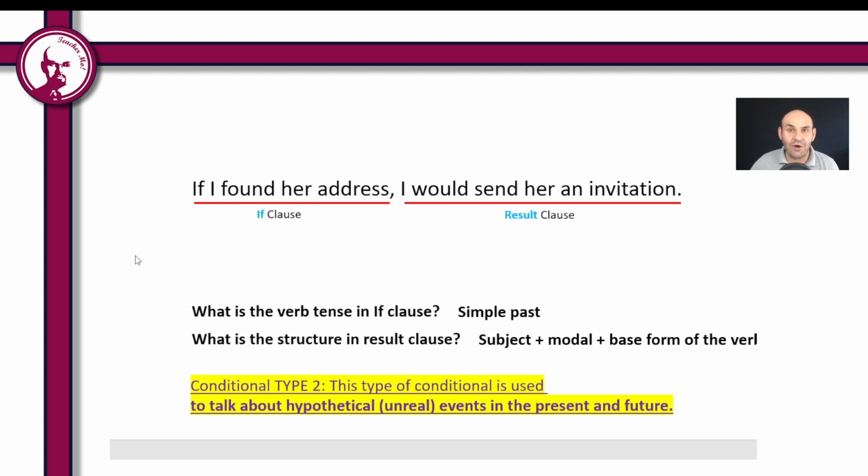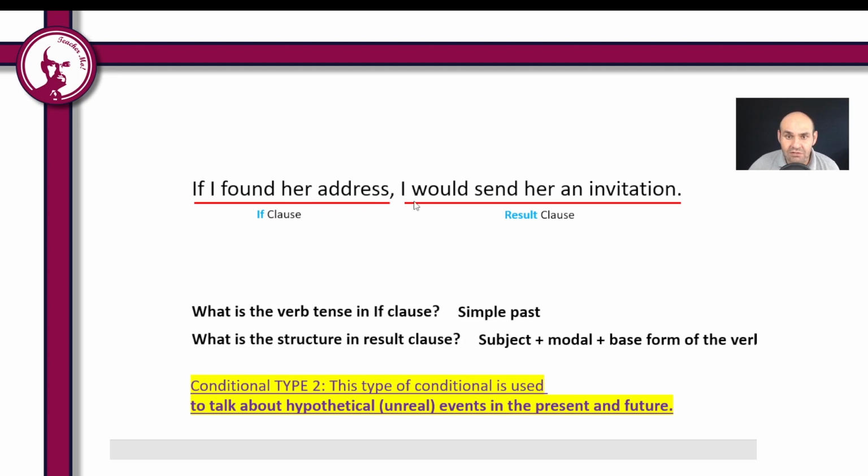Now conditional type 2, or the second conditional. This is the example that we talked about in the previous video. If I found her address, I would send her an invitation. Look at the if clause. If I found, you know, found is the past form of the verb find. So here we have the simple past tense in the if clause.